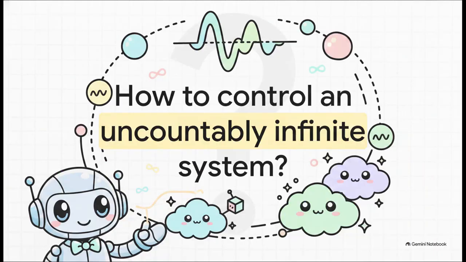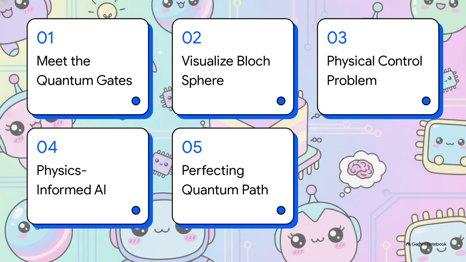So think about this for a second. How do you control a system with uncountably infinite possibilities? That right there is the core fundamental challenge of quantum computing. We want to build these incredibly powerful machines, but to do that, we have to manipulate information in a space that doesn't just have two simple states, but an infinite continuum of states. How do we physically make that happen without the whole thing just falling apart? Okay, let's dive into this.